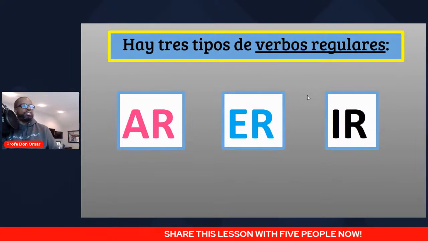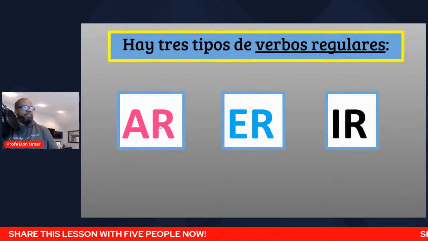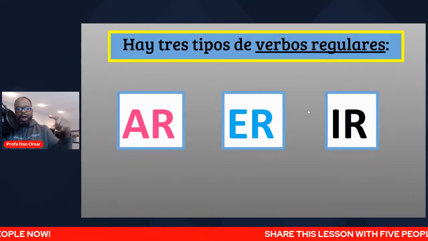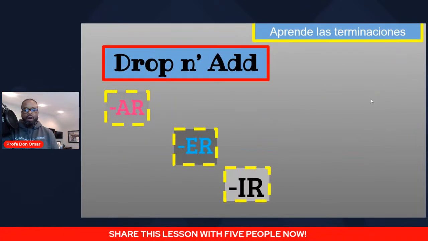Make sure you type a 1 in the chat if you understand what we're talking about when we say tres amigos. Type a 1 in the chat to let me know that you know these are the three amigos. These are our endings for our infinitives in Español. Hit me with a 1 in the chat. Thank you, sir. All right, excelente.